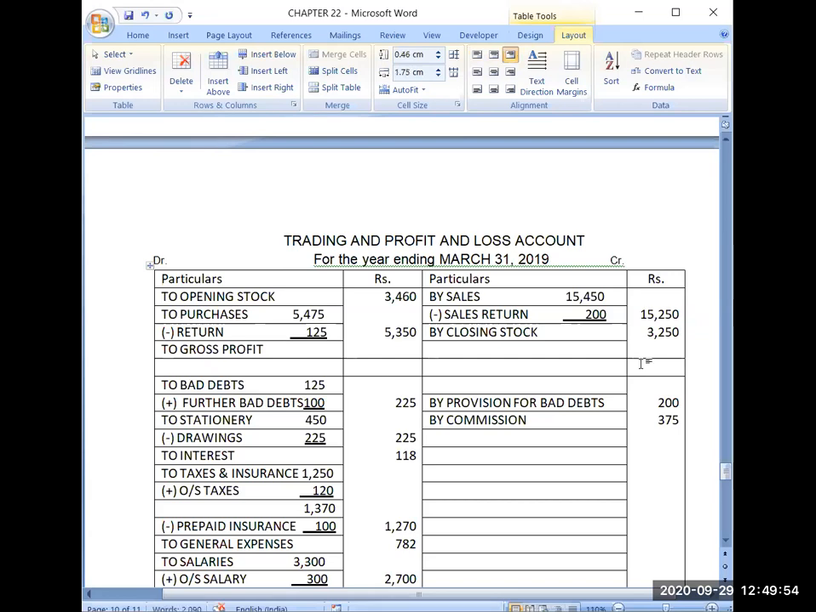Then I will be totaling this side first, 18,500. Total always should have double line, underline. Then 18,500. The same total I will write here on this side. They should also be double underlined.